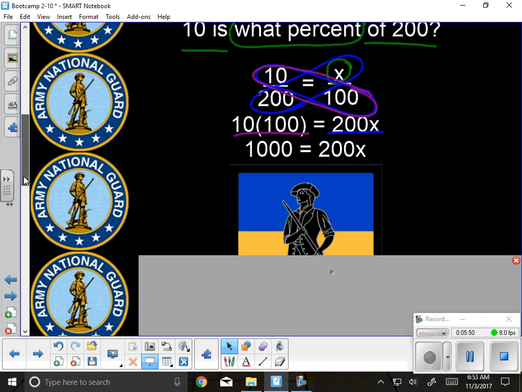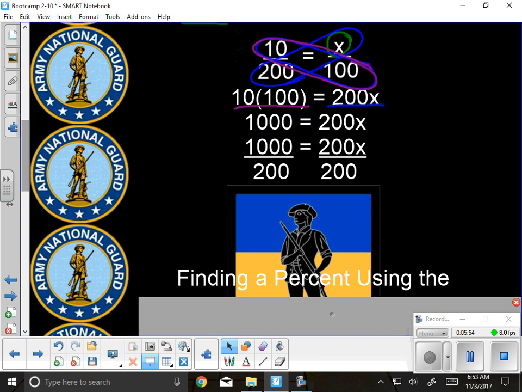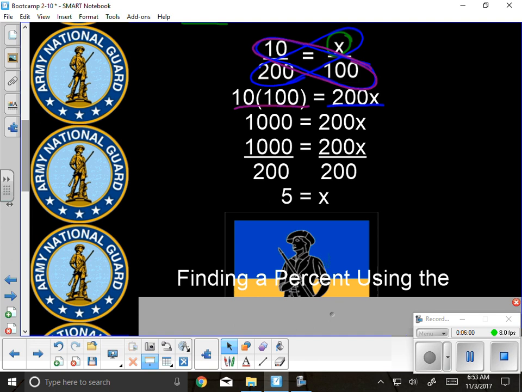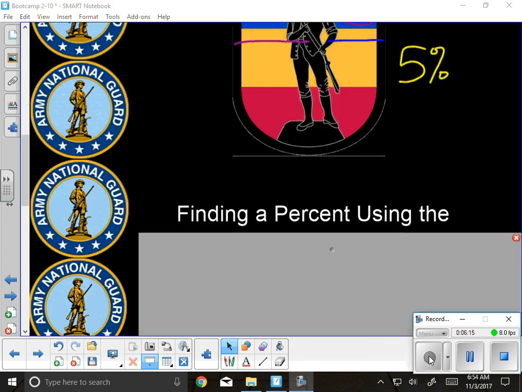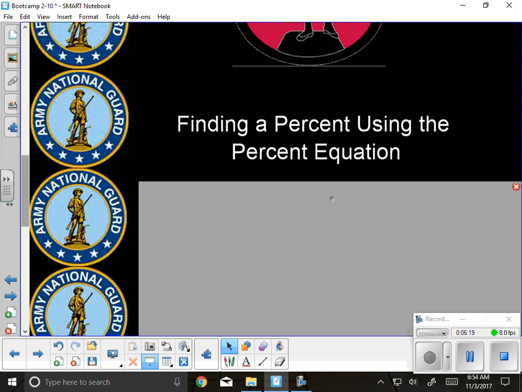So to me, it looks like just a one-step equation. From here, you're going to divide both sides by 200, because again, you want to get x by itself. When you do that, you end up with x equals 5. The question said what percent, so when you have x equals 5, you can automatically assume it's going to be 5%.